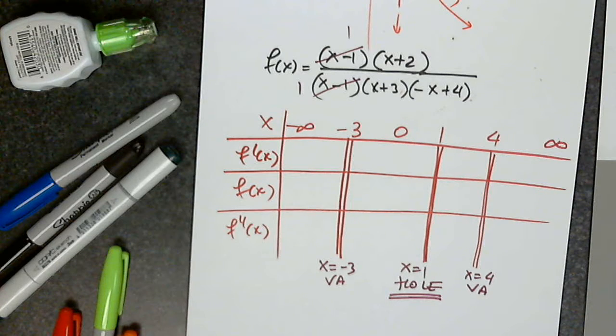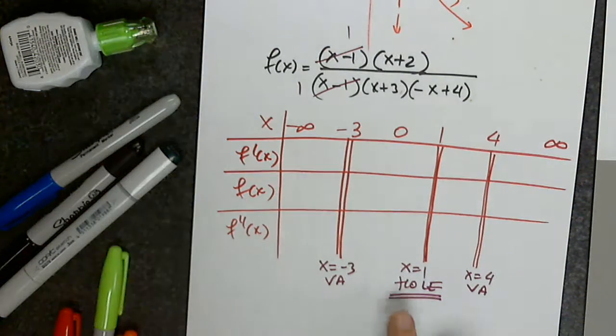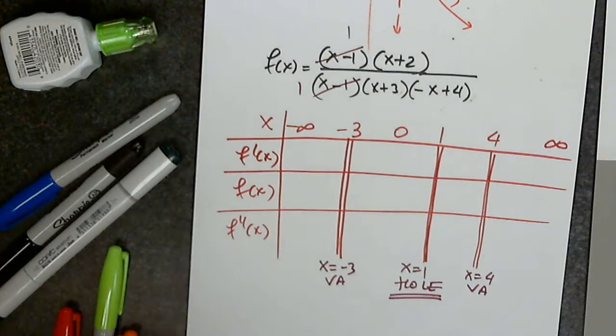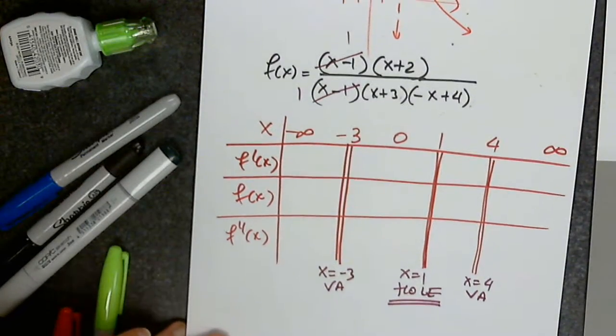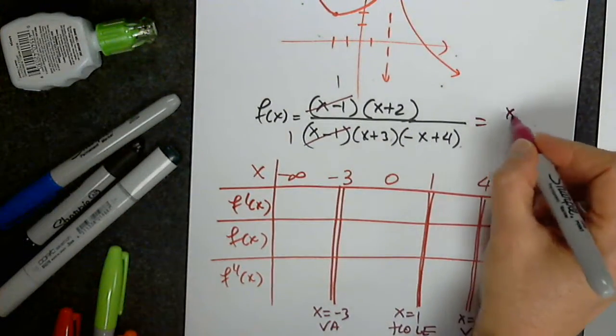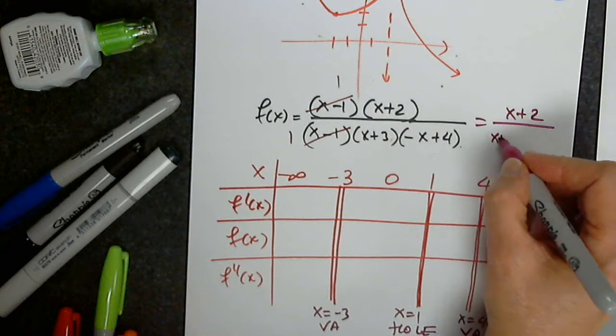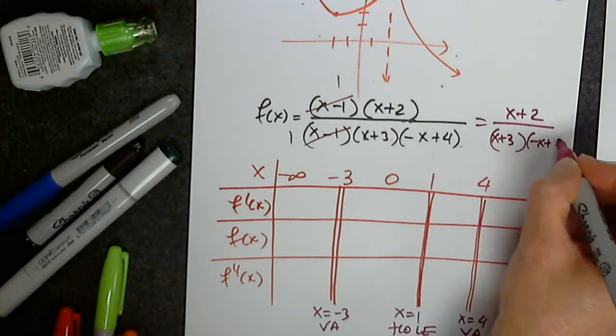You said 2, right? I'm sorry? The x equals 1 over 2. A hole in the graph, an open point. No, I'm saying, what does that say? Oh, a hole, H-O-L-E. Sorry, my handwriting. So this is x plus 2 divided by x plus 3 times negative x plus 4.